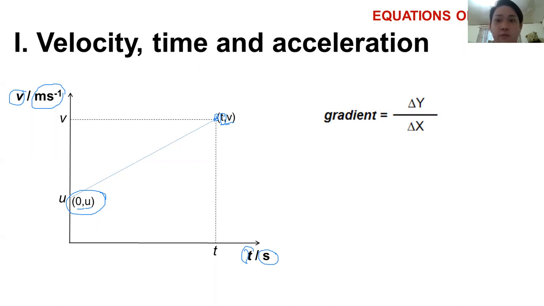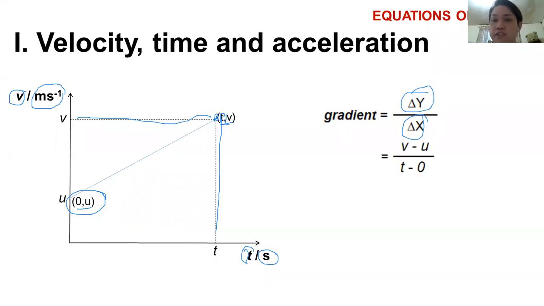We can let y, the vertical line, be your y, and then your horizontal line can be your horizontal line. That's why your gradient or your slope in this line can be equal to the change of y over the change of x. As you can see for the gradient, there is a change of your y over the change of your x.